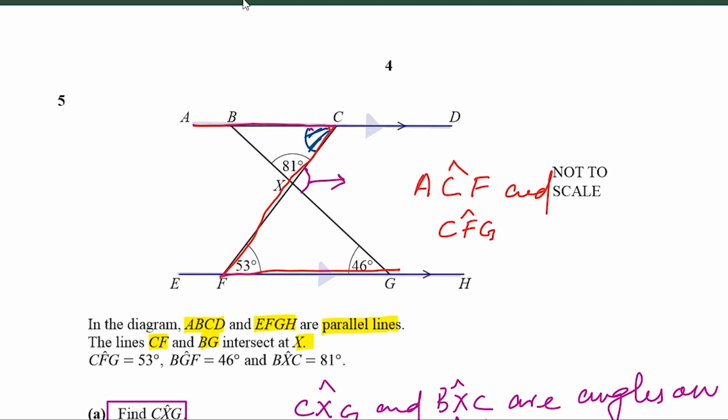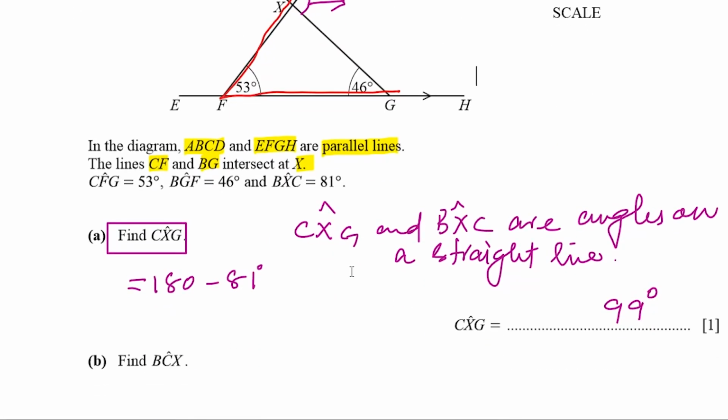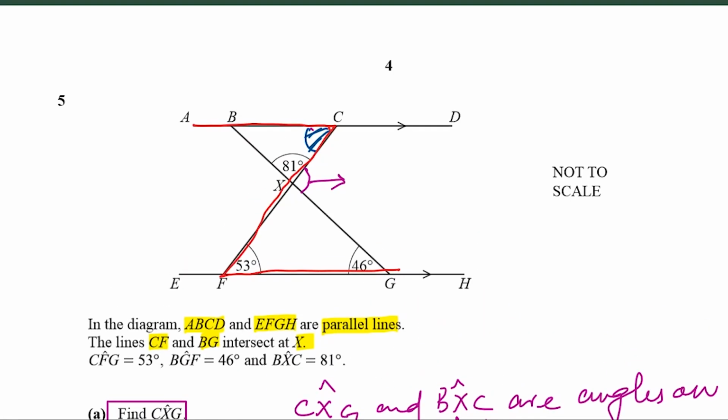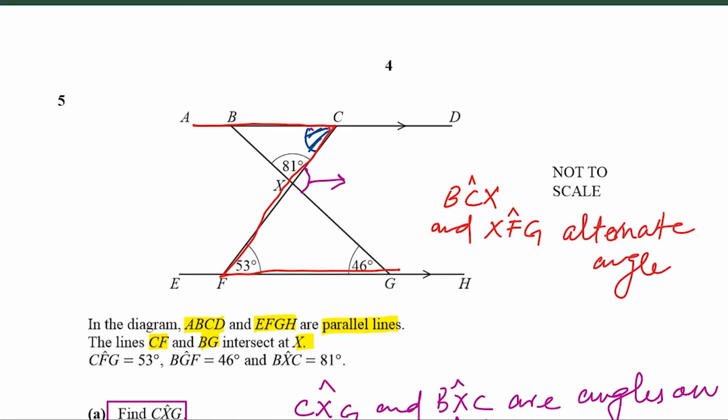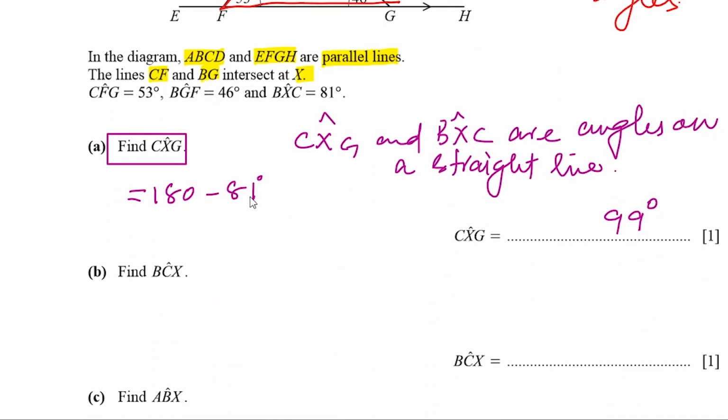Let's rephrase it. We have to find BCX. We can say BCX and XFG are alternate angles, because BC and FG are parallel and FC is transversal. So BCX and XFG are alternate angles, so they will be equal. So it means BCX is equal to 53.